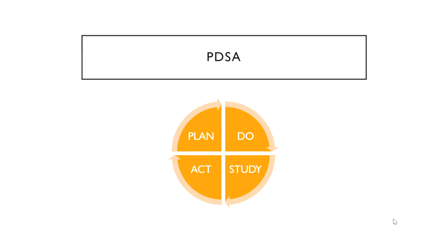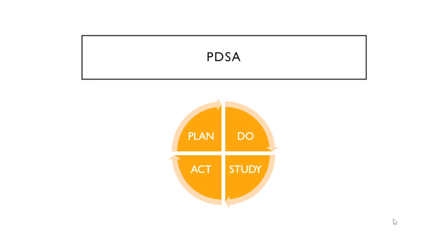So, for example, a hospital might want to reduce the time it takes to discharge women from the postnatal ward, and the plan could involve standardising the discharge process and setting a goal to cut down the average discharge time by 30%. You then do, so that involves implementing the change on a small scale to test its effectiveness.